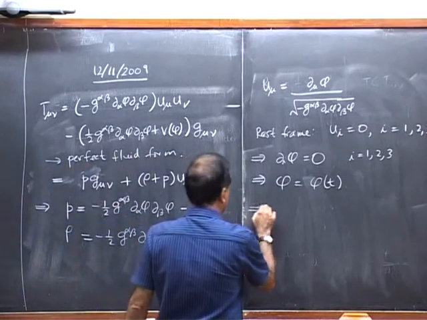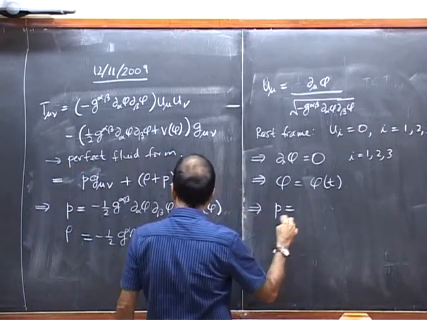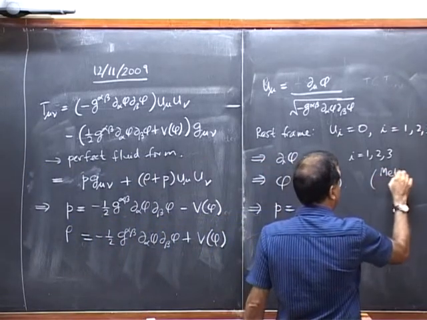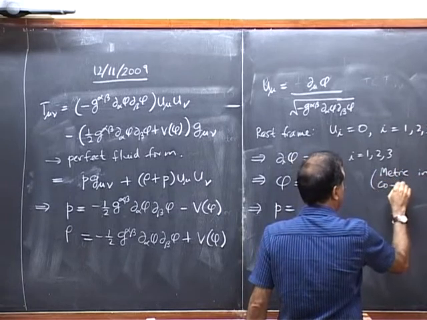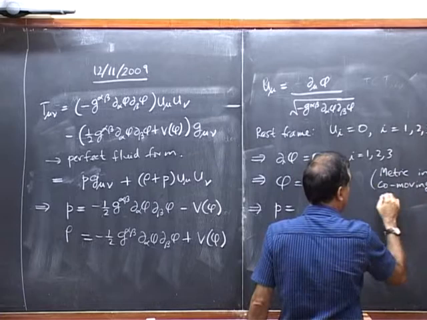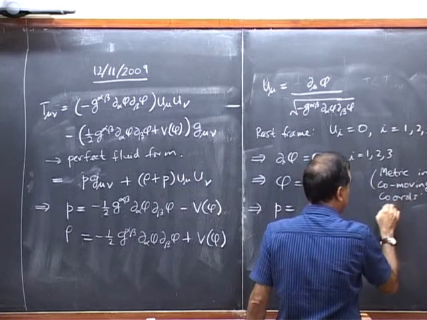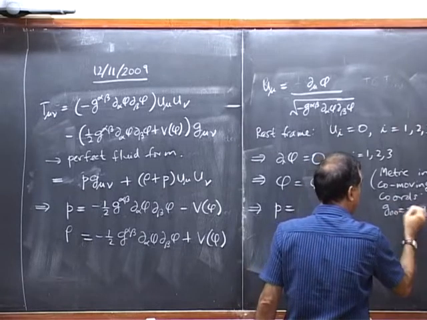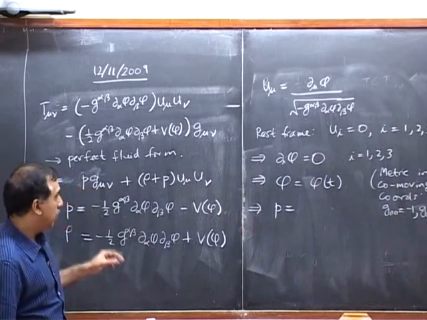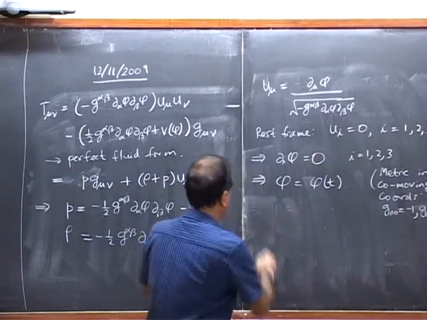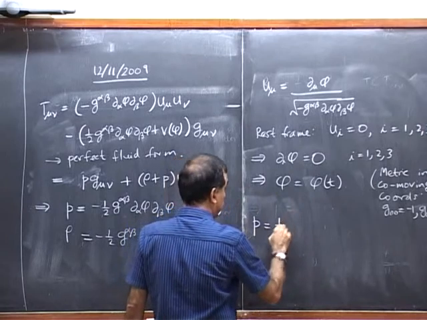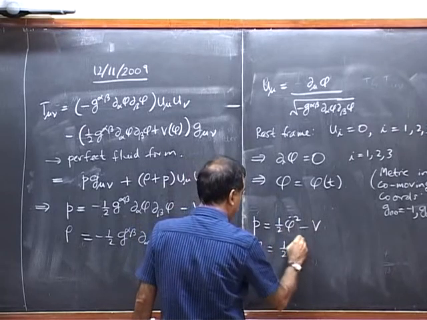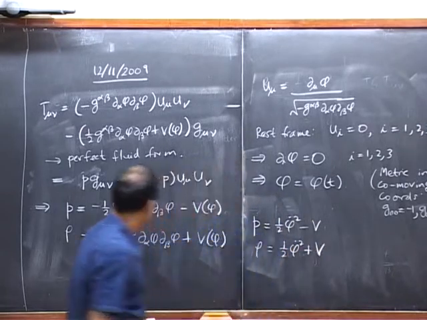Okay. From this it follows that the pressure is now, we also have to choose the metric in co-moving coordinates, which is the usual choice that we've always made in such discussions. So g00 is minus 1 and g0i is 0. With that, we can now write P and rho quite nicely. P is just plus 1/2 phi dot squared minus V and rho is half phi dot squared plus V.